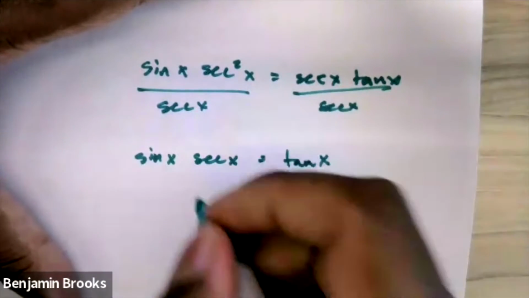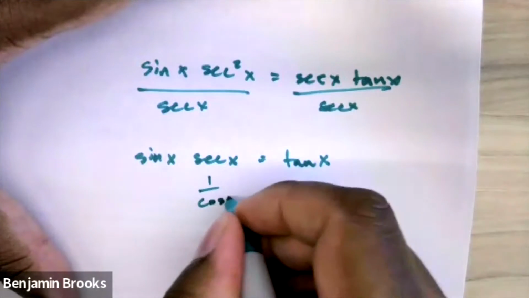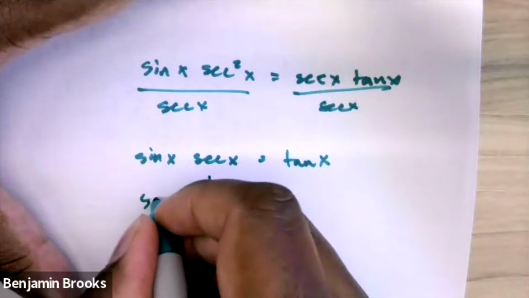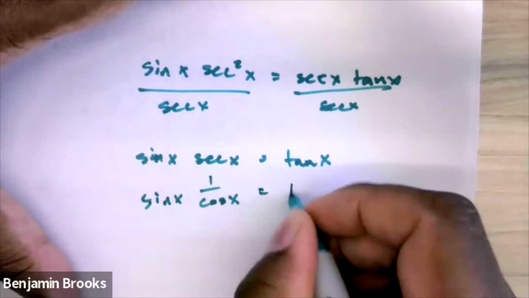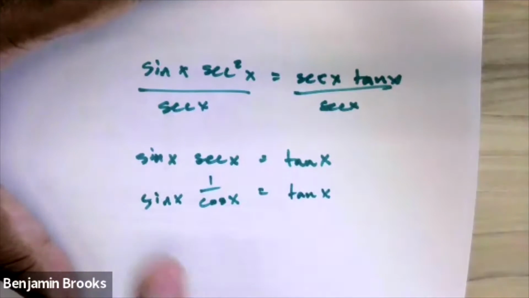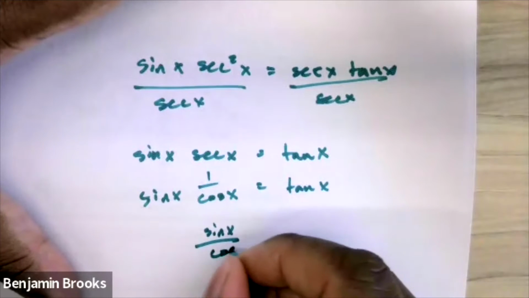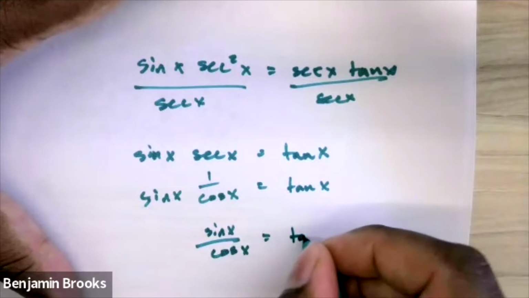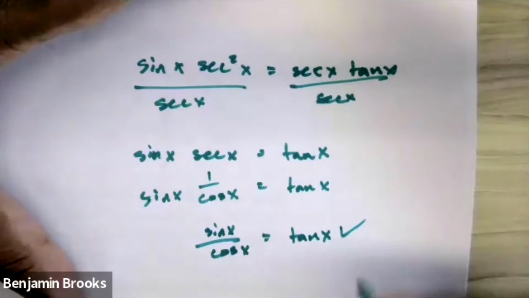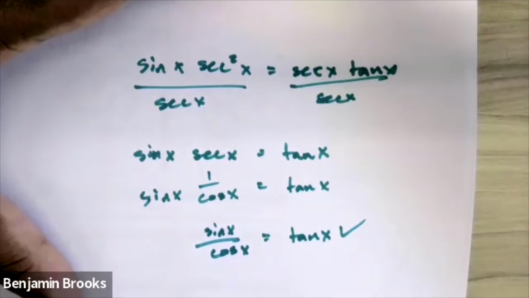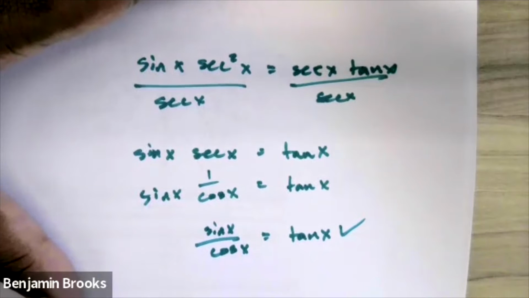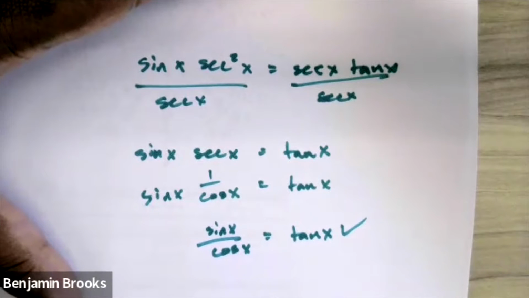And then you can think about this as 1 over cosine x. And obviously sine x over cosine x is tangent. So that'll work too. Once again, there are multiple ways. I will accept whatever way you pick, just as long as it makes sense. You're using identities to work through it.